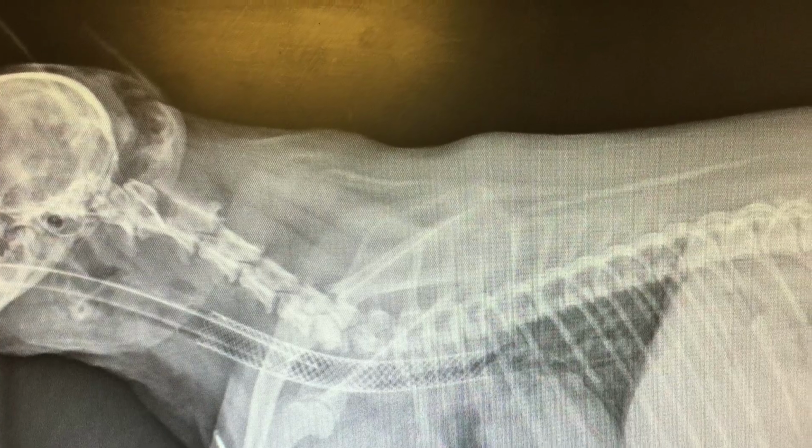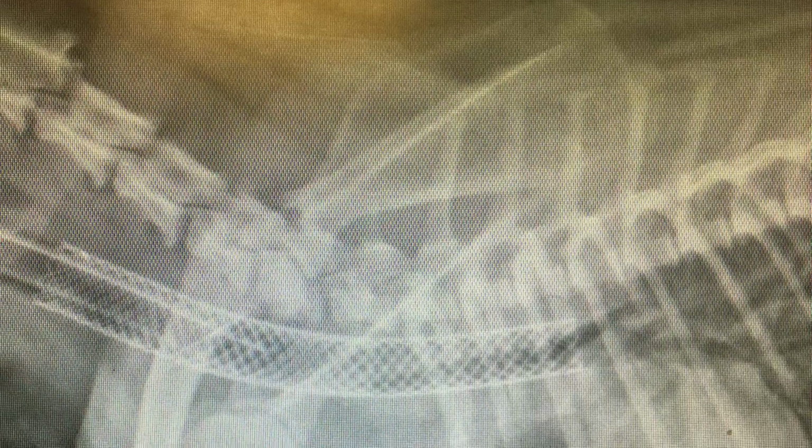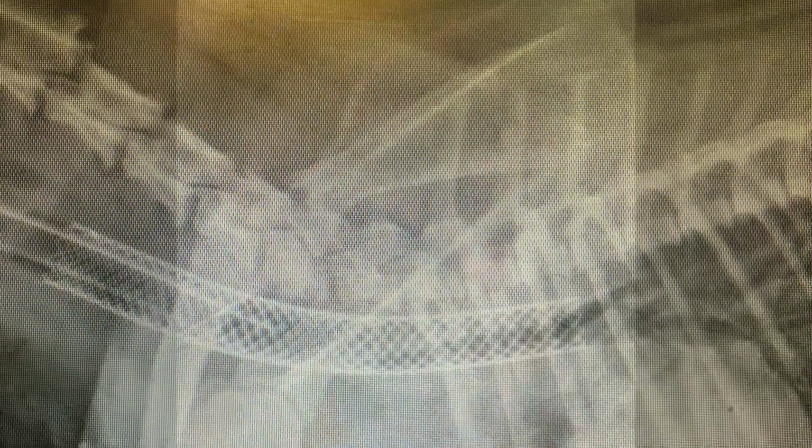This is video of the same dog following tracheal stent placement. You can see that the trachea is now held open by the stent mesh. Following the procedure, we take X-rays to evaluate the positioning of the stent and to allow us to follow the stent placement in the future.